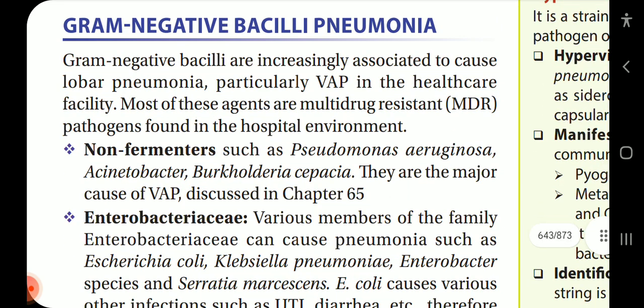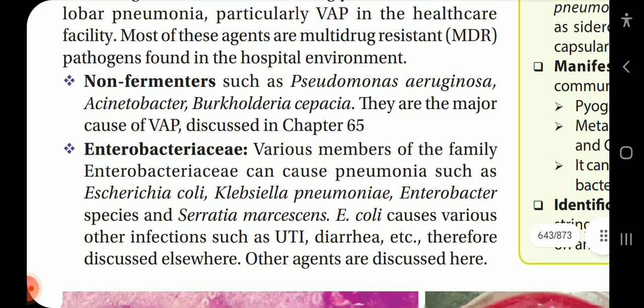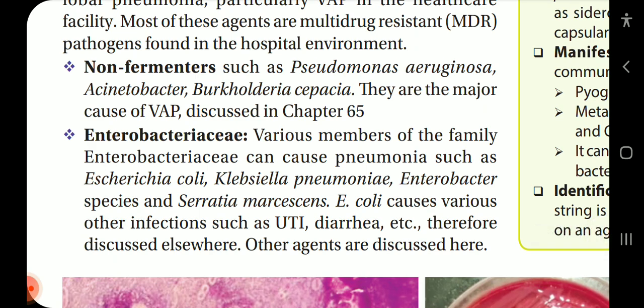Now, the gram-negative bacilli pneumonia. Gram-negative bacilli are increasingly associated with lobar pneumonia, particularly VAP, in the healthcare facility. Most of these agents are multidrug resistant (MDR) pathogens found in the hospital environment. Non-fermenters such as Pseudomonas aeruginosa, Acinetobacter, and Burkholderia cepacia are the major causes of VAP.